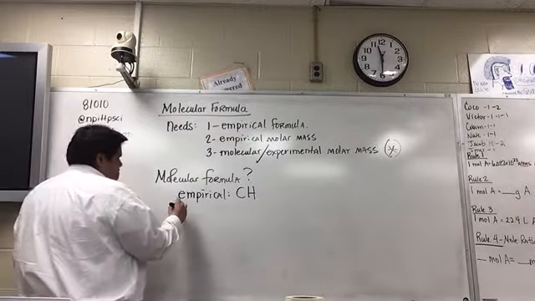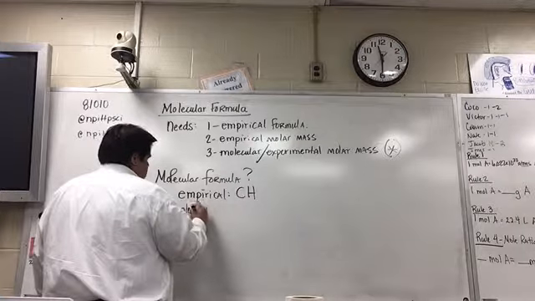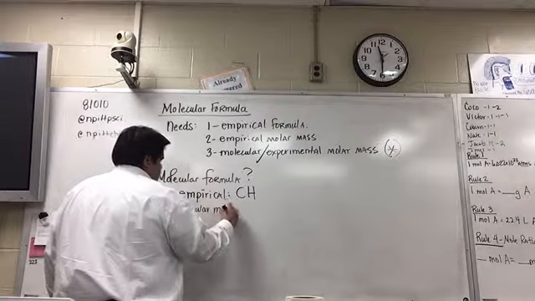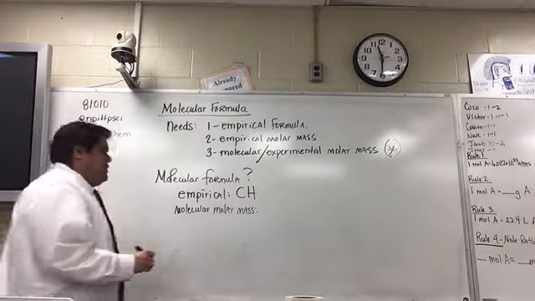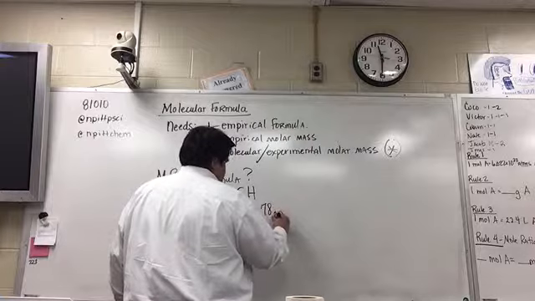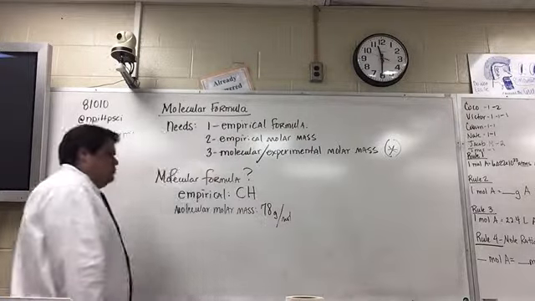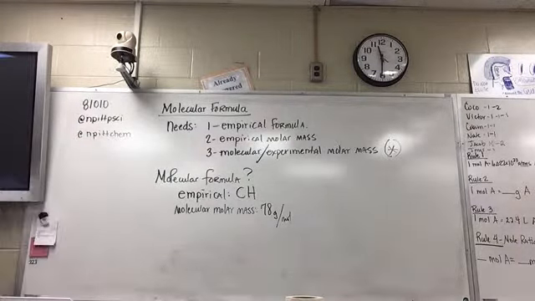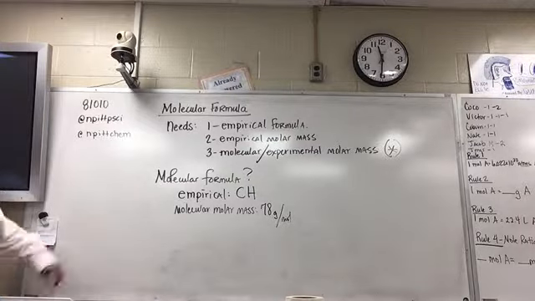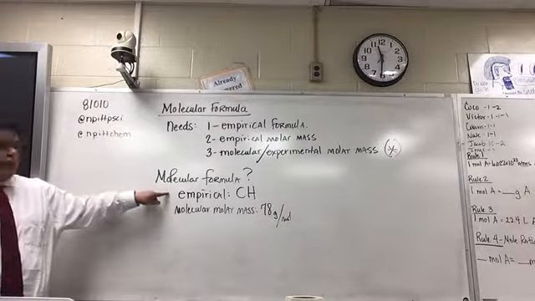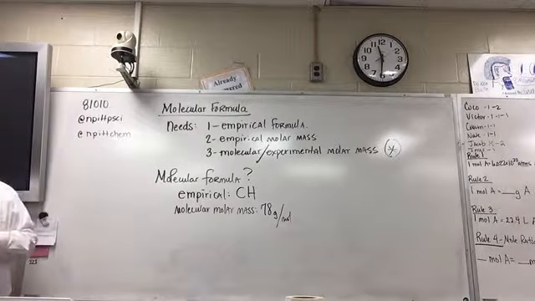And the molecular molar mass is 78 grams for every mole. So 1 mole equals this many grams, 78. So that's what it is. Molecular molar mass is 78 grams for every 1 mole that I got of it. So we good right there? Given to you, don't question where it came from.